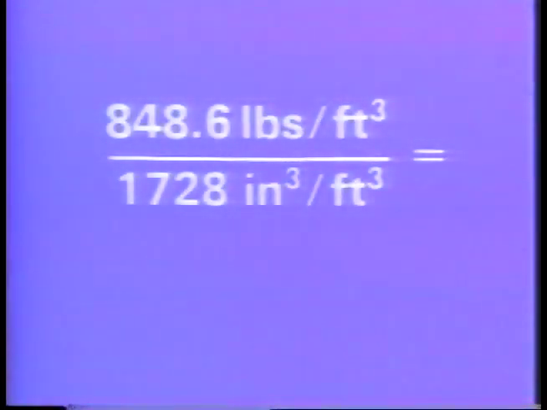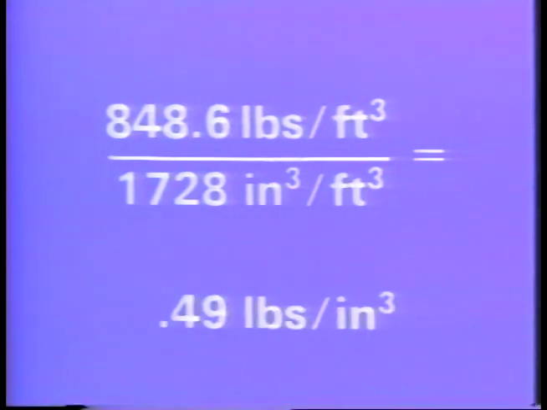For the purposes of this discussion, we'll need to know the density per cubic inch. So we'll divide 848.6 pounds per cubic foot by 1,728 cubic inches per cubic foot. And we get a density of mercury of 0.49 pounds per cubic inch.